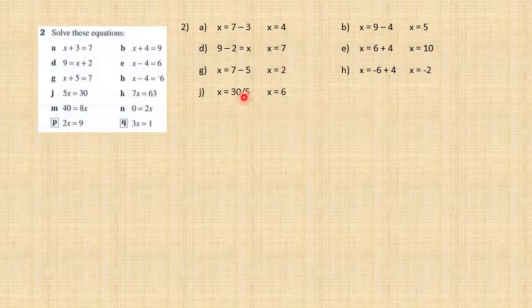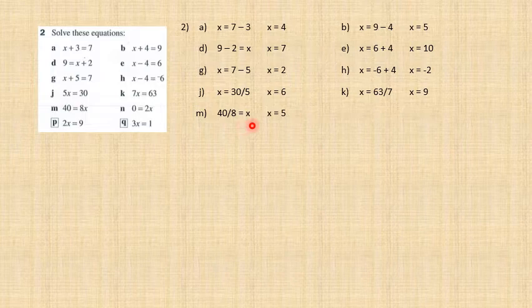It's the same idea as question J. I will make the inverse operation, which is divide. So it's going to be x equals 63 divided by 7, which equals 9. And m here, it's 40 equals 8x, the same idea exactly. So I will divide by 8, so it's going to be 40 divided by 8 equals x, which equals 5. So x here equals 5.